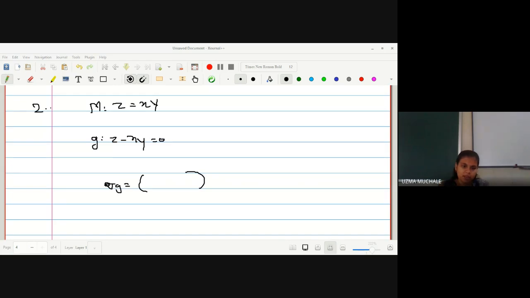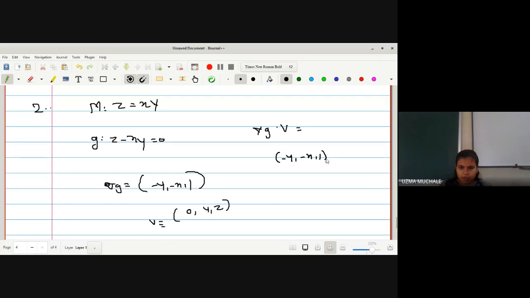Okay, I showed you this is minus y, minus x and 1. The last vector, what did I say? This is the tangent vector, 0 y z. Let me take the dot product of del g with this vector. Minus y, minus x, 1 dot product with 0, y and z. First is 0, then the next term is minus xy, the next term is plus z, equal to 0. But what is the value of z we have been provided? It is xy. So hence again it is 0.